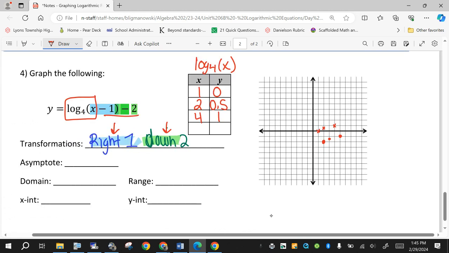Since my transformation is right 1, that means my asymptote is at x equals 1, which means my domain also is going to start at 1. So I can draw my asymptote at x equals 1. Connect my points. Your range will always be negative infinity to infinity. In this case, we can't see where the x-intercept is going to be. We could plug it into Desmos. We'll talk about how we find this later. And we're not going to have a y-intercept. So we'll just skip this for now.